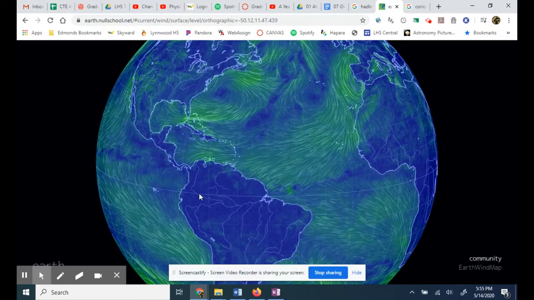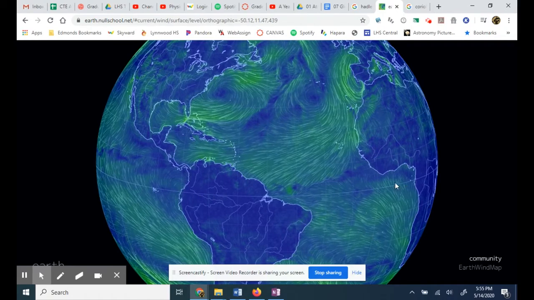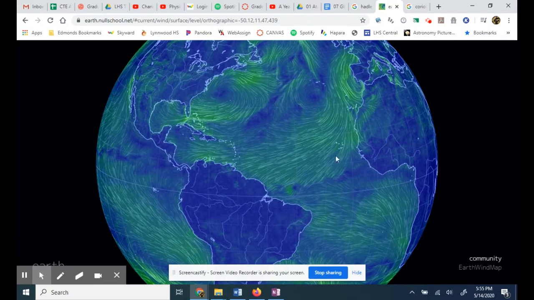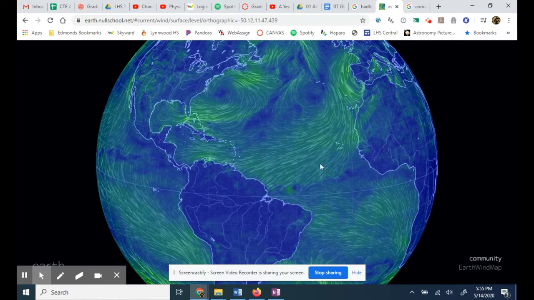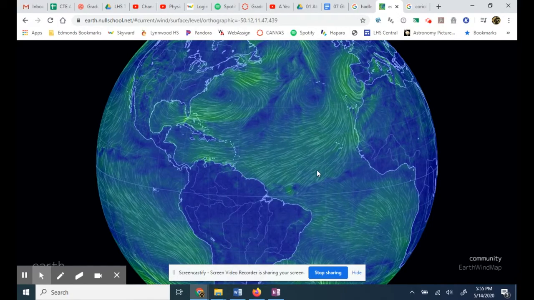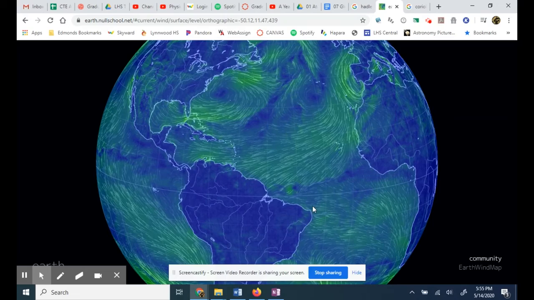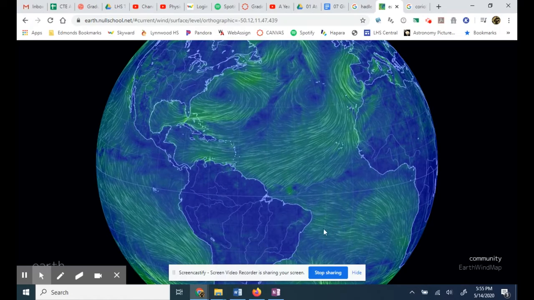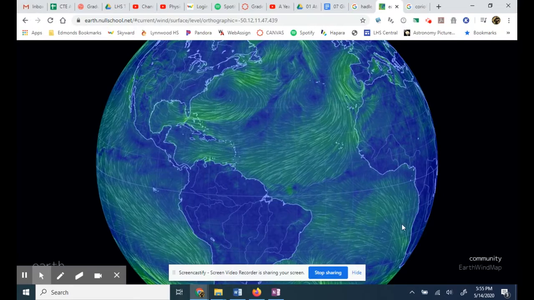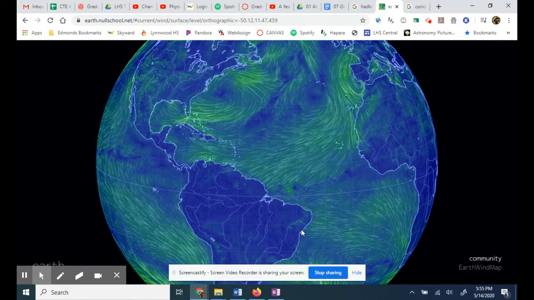If we take a look, here's our equator, this line. Our Hadley cells would be in this region right here. We would expect them to be blowing south at 15 degrees. They are blowing south, but they're also blowing to the west. When we look down here, we would expect these to be blowing to the north, given the warm-up we just completed. They are going north, but they're also going to the west.